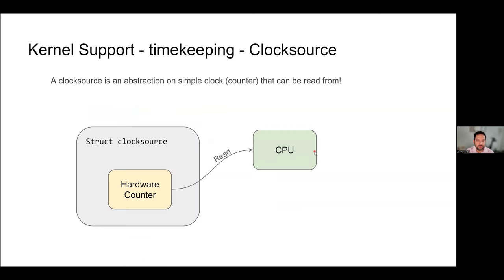All right, so now let's go a little deeper and look at the hardware as well. We have this abstraction in the kernel called the clock source. The clock source is basically an abstraction of a simple counter that can be read from. Finally, the time has to come from this hardware counter that is just counting at a certain rate. This counter can be directly read by the CPU every time it needs to know how much time has passed and what the time is right now.